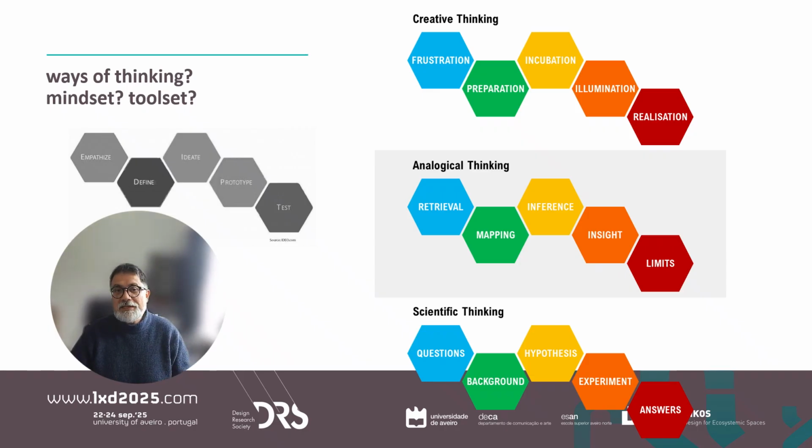So the paper really is just a series of diagrams borrowing the design thinking, now kind of stereotypical, five hexagons with the colors they use, and mapping other ways of thinking, like creative thinking, analogical thinking, scientific thinking, and so on. And for each of them, I referred to standardized ways of referring.